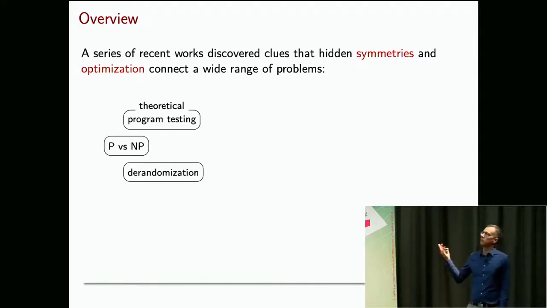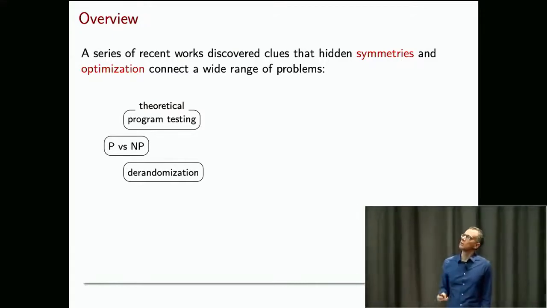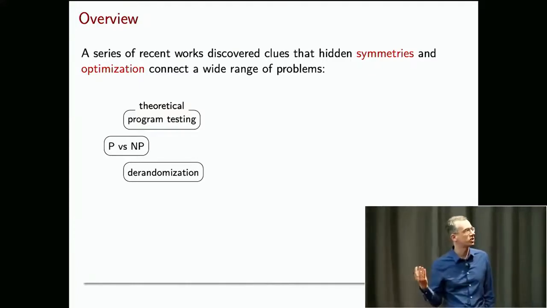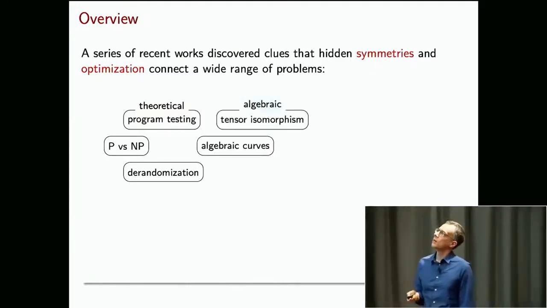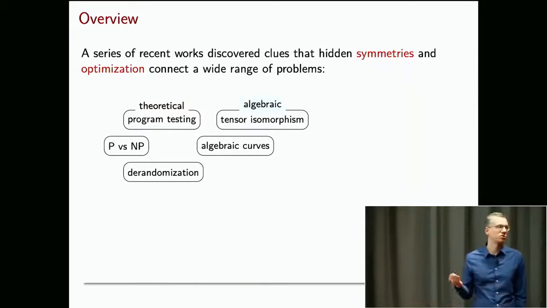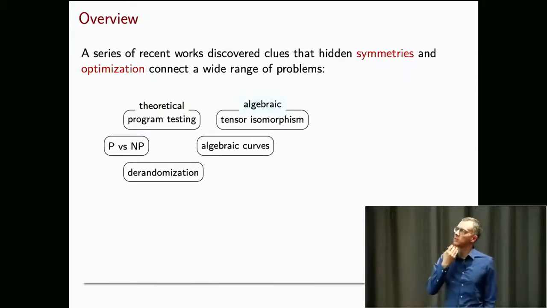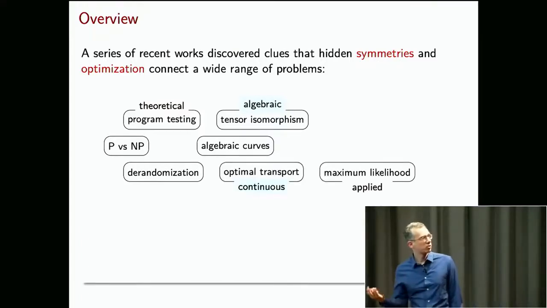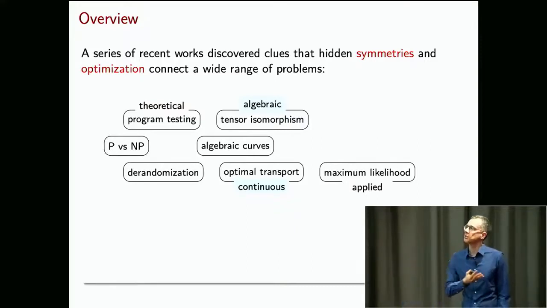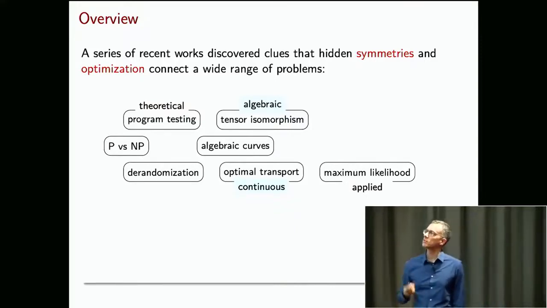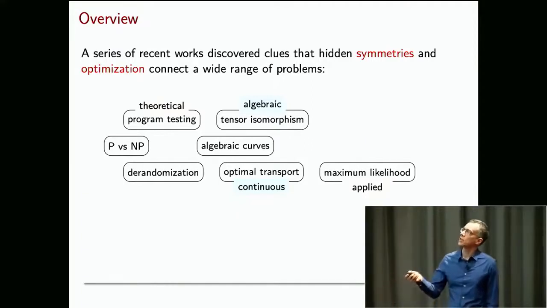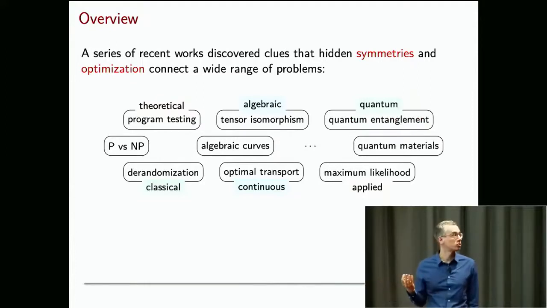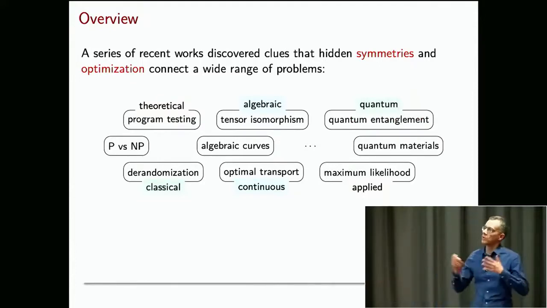And these are very diverse kinds of problems. So there are theoretical problems in program testing. There are connections to the P versus NP problem that was mentioned. Deep questions about de-randomization, which I think we already mentioned. There are algebraic questions about tensors. Maybe Jeroen will say more about that later. Other geometric objects. There are analytic or continuous questions about optimal transport. Actually, I said that the matrix scaling problem can be translated into one. There are applied questions for maximum likelihood estimation, but also theoretical ones. And then there are not only classical questions about classical computation, but also about quantum computation, other quantum features. So that's really a very wide field.